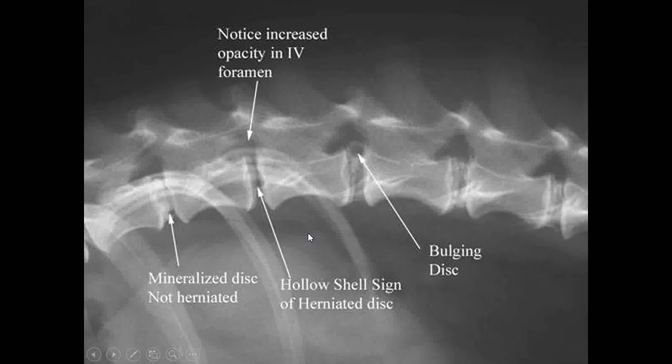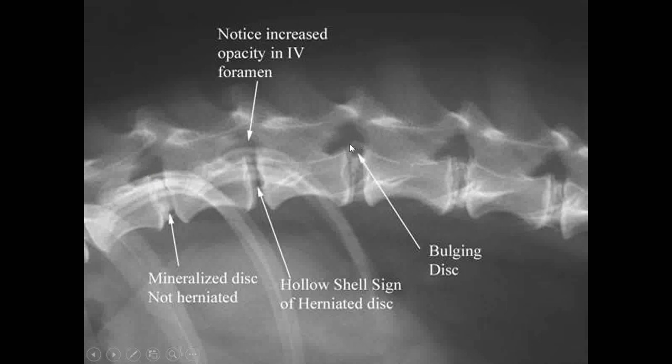So I said, you'll see lots of these dogs in practice. Excellent radiograph. You can see some calcification of this disc material right here. You're looking here at the intervertebral foramen. You're looking for increased density, increased opacity of this IVF. Okay, loss of this horse head, if you will, as it's commonly called.